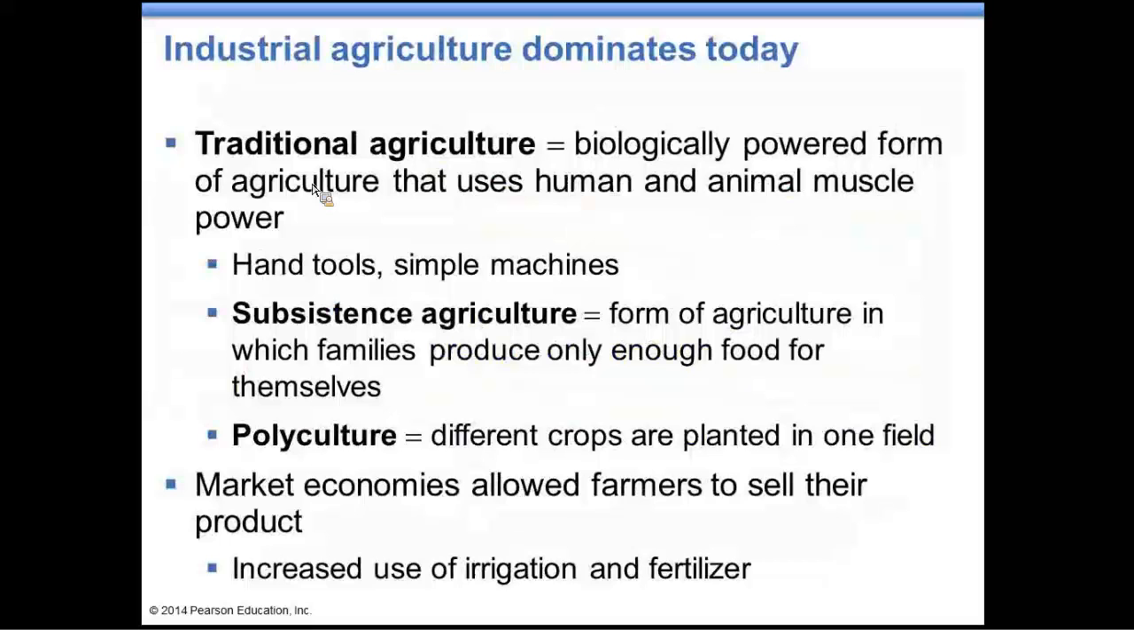So industrial agriculture is what dominates today. For thousands of years, the work of cultivating, harvesting, storing, and distributing crops was performed by human and animal muscle power, along with hand tools and simple machines, an approach that we call traditional agriculture these days. In the oldest form of traditional agriculture, known as subsistence agriculture, farming families produce only enough food for themselves. An important definition on this slide is polyculture, or different crops planted in one field.